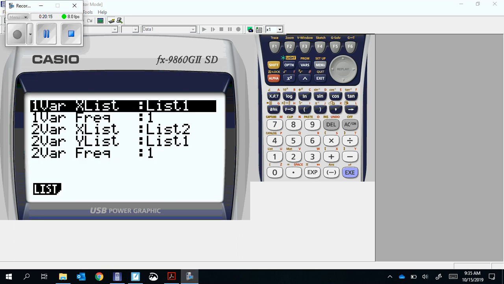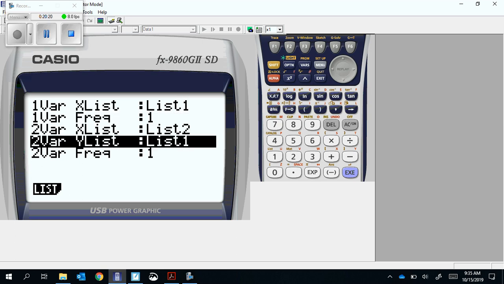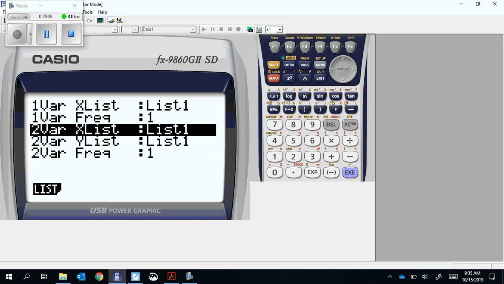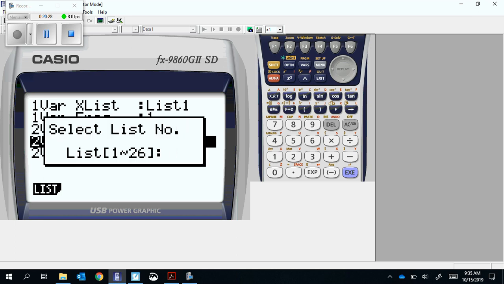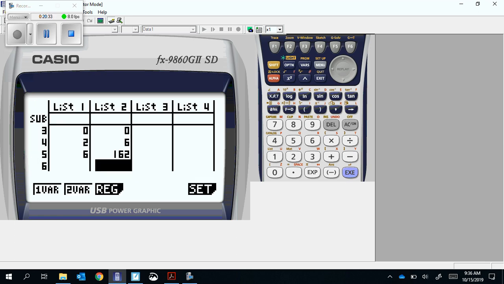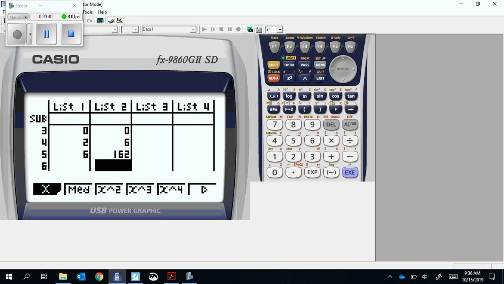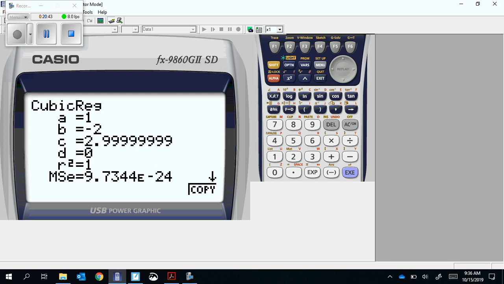My settings were a little bit messed up here, so I got to fix that before we look at them. My lists were switched. So my X list needs to be list 1, my Y list needs to be list 2, because that's the way I typed them in. All right, so let me rerun those. Regression, X to the 4th is 1. X to the 3rd is also 1. So we get R squared values of 1 for both of them, so let's check to make sure that the equations fit.